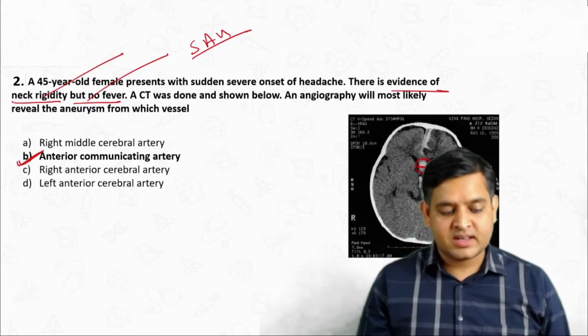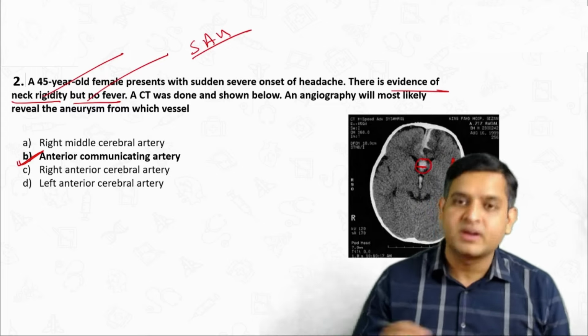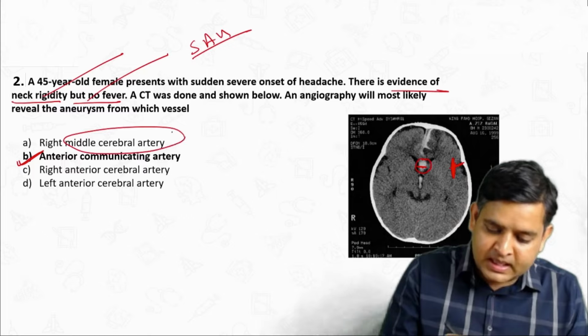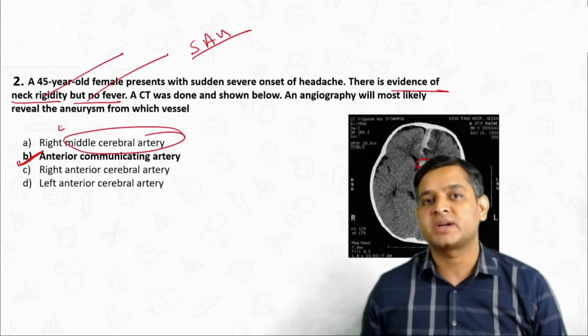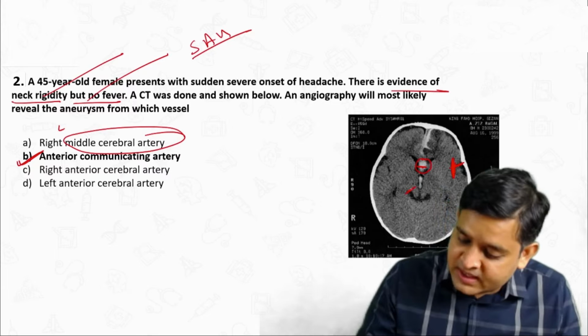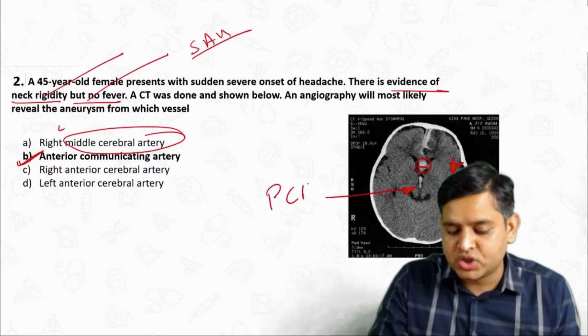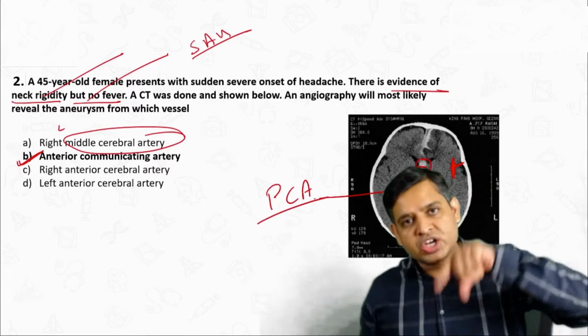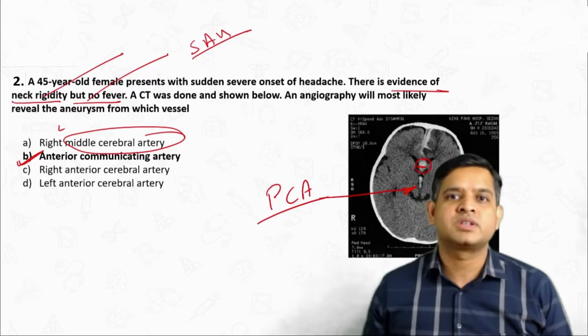If the question is changed and it says that the blood is present in the Sylvian fissure, the answer would have been the middle cerebral artery, obviously on the left side because I am drawing it on the left side. If it had said that there is blood in the ambient cistern, then the answer would have been the posterior cerebral artery. So the location of the bleed will change the answer in this particular question. So take care of this part.